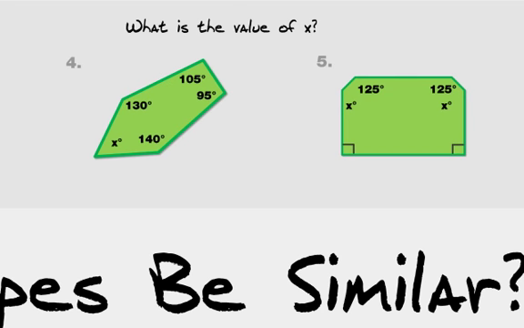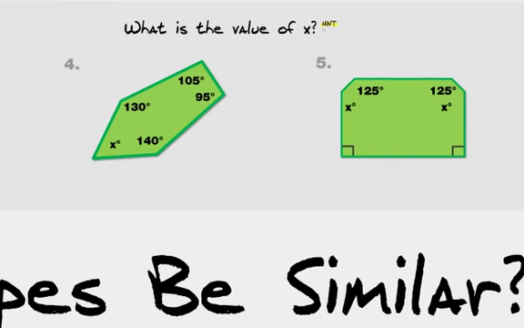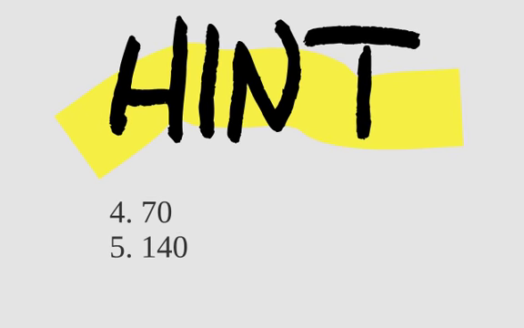Did you figure it out? Remember, first you got to count the number of sides. You got 1, 2, 3, 4, 5, 6. So it's a hexagon, so 6 minus 2 times 180 degrees would give you the total number of degrees that your angles would add up to. All right, here are your answers. So on 4, it's 70, and on 5, it's 140.